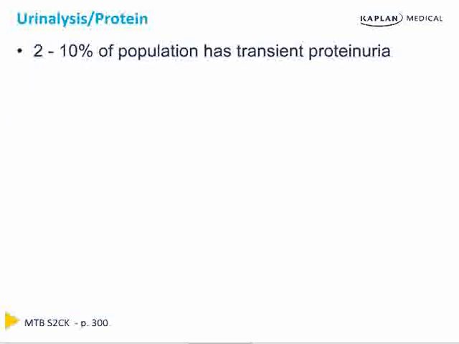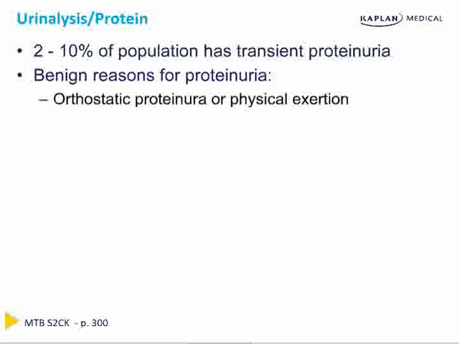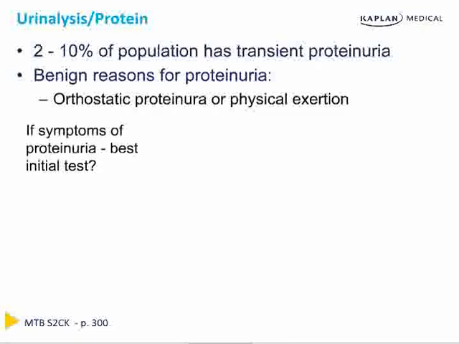The finding of protein in the urine doesn't always equal something pathologic. Somewhere between 2 and 10% of the population has a transient proteinuria. Some benign reasons for having protein in the urine are positional and physical exertion related. The first time someone stands up after lying down for a long time, for example after they've been sleeping, they can spill a little bit more protein than normal into the urine. Likewise, after a long military march or something very physically demanding like a marathon, you can also see extra protein secreted into the urine.